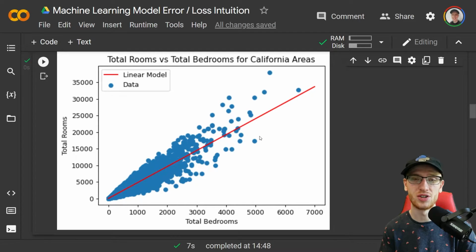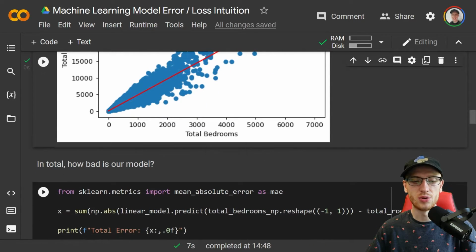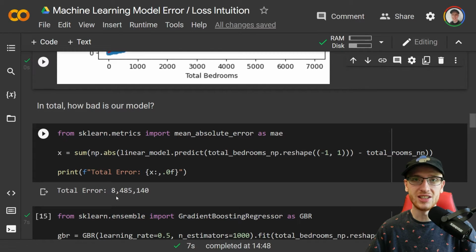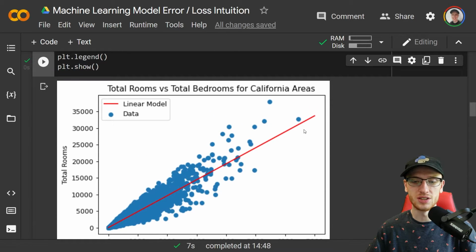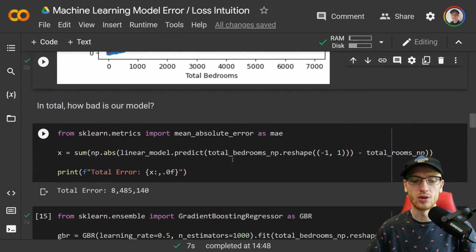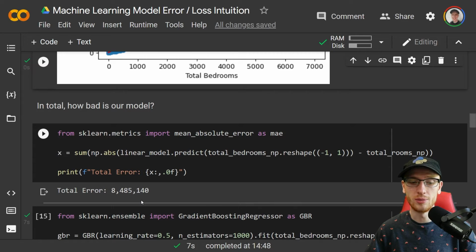Then, to get a measure of total error for the model, you simply sum up all of those distances, and that would be one big number, which represents how wrong our model is. In fact, if we were to do that, we would see that in total, our model has an error of 8,485,140. If you sum up the distance between every single point and the model, you would be left with 8,485,140. We aren't really concerned about the specific value of this number. What it means is that the bigger it is, the more error we have.